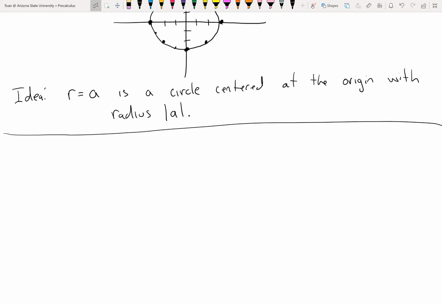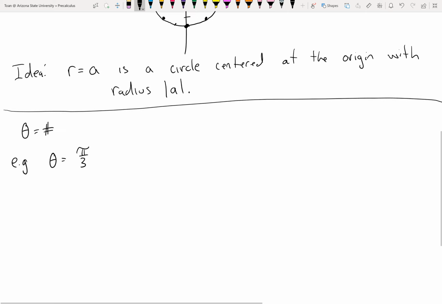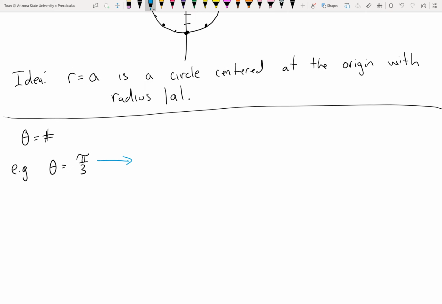The other type of special polar equation is theta equaling a number. For example, suppose we had theta equals pi thirds radians. Again, in order to understand or visualize what this graph looks like, we really have to read and understand what this equation says.